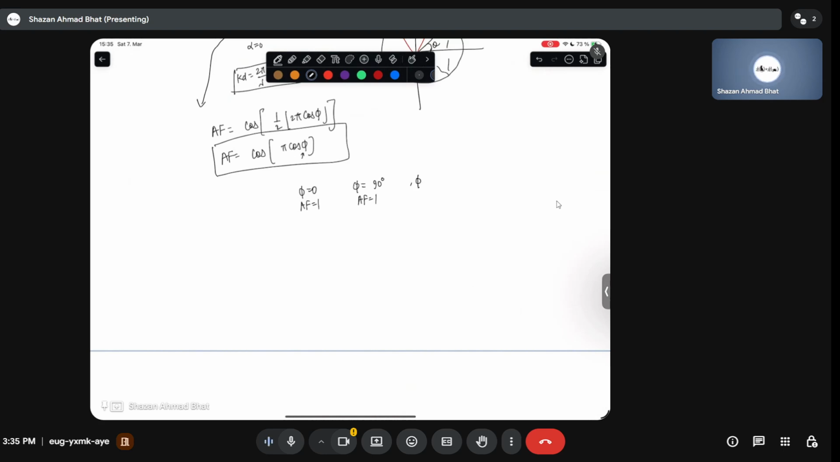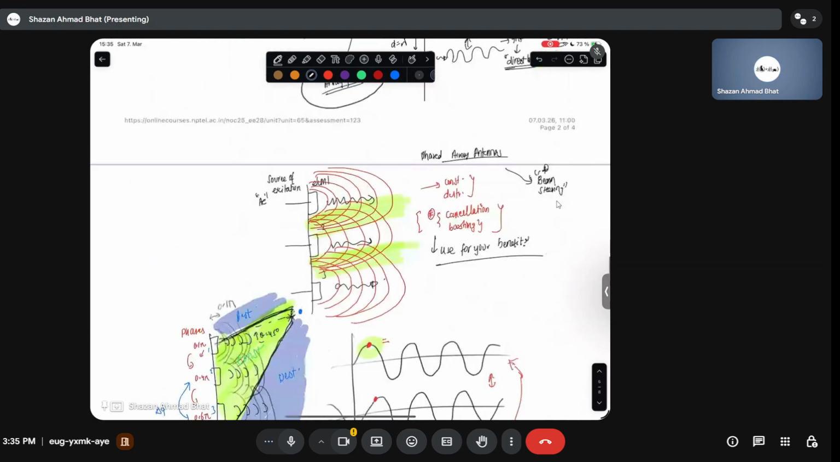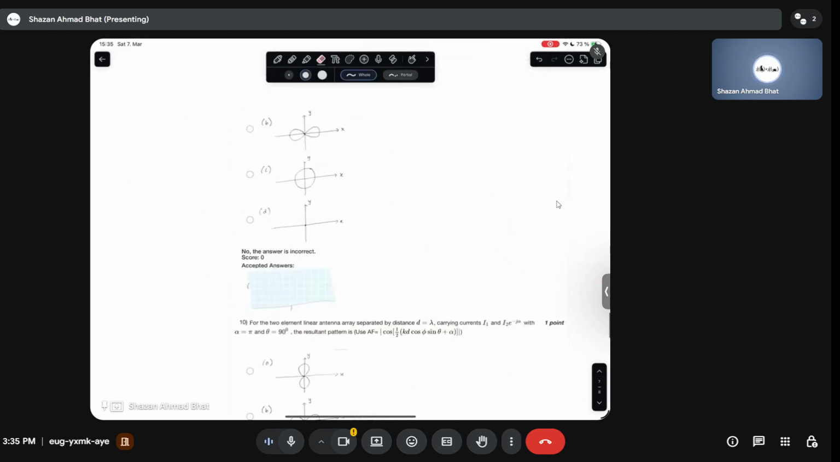For phi equals 180 degrees, you have AF equivalent to 1. And for phi equals 270 degrees, you have AF equivalent to 1. What is happening? You have the AF constant. That means this is 1 here, 1 here, 1 here, 1 here, along all the directions. So essentially it forms a circle. And so the answer of this question is C.